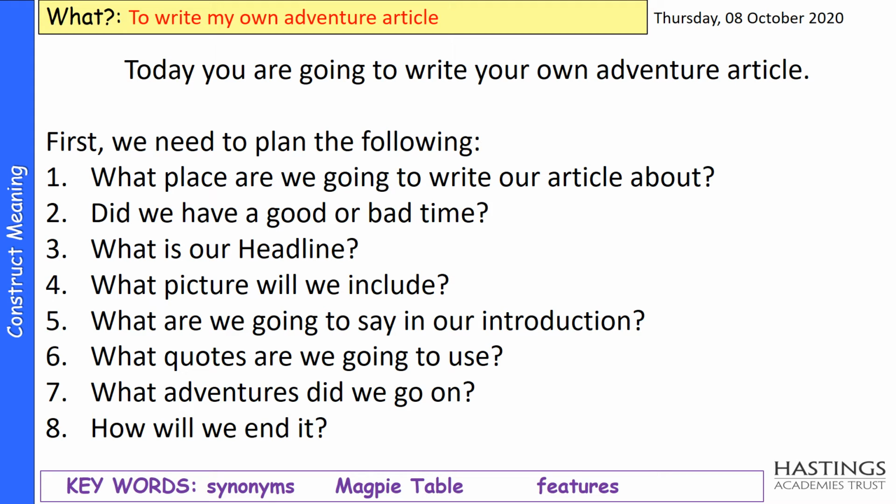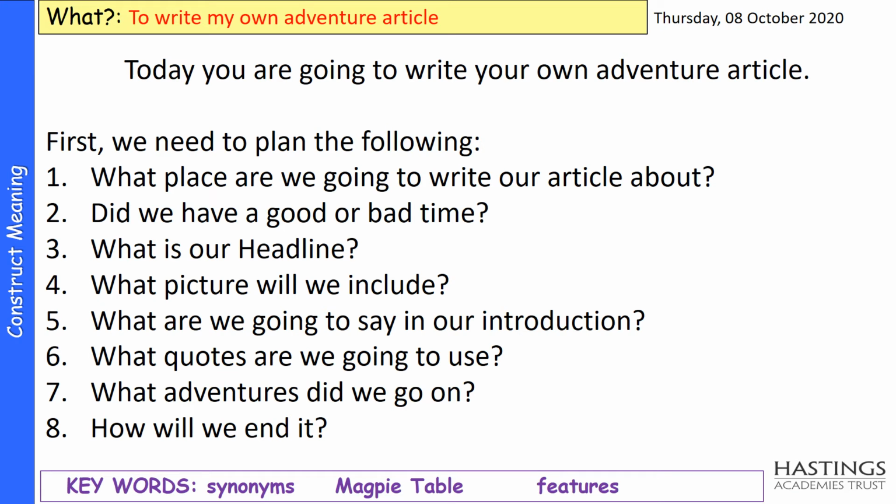So if you're writing this down on paper, you can draw something, or if you're doing it on the computer, you can find something on the internet to put in. Think about what you're going to say in your introduction. What quotes are you going to use? So can you have maybe an interview from someone, something that they've said about the place that you're writing about? What adventure did you go on? So what's something exciting that you did while you were there, or interesting? And then think about how you're going to end it. So how are you going to summarize what you think of this place, wherever the adventure is?